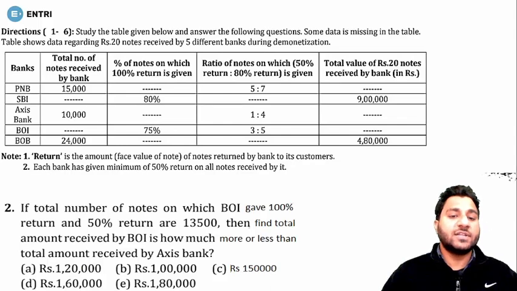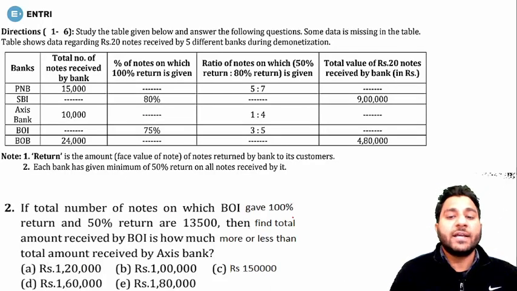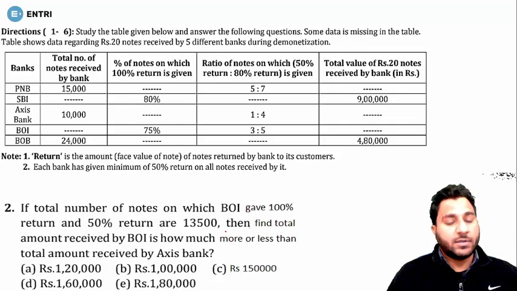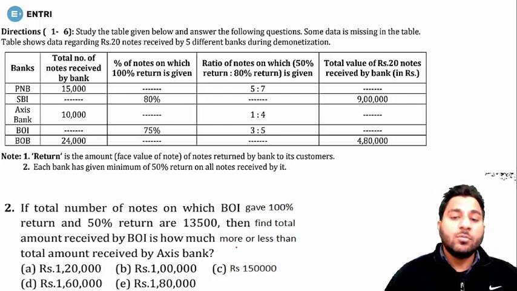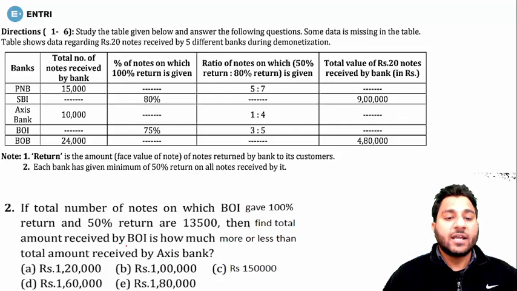The next question says that if the total number of notes on which Bank of India gave 100% return and 50% return are 13,500, okay, I got it, then find the total amount received by Bank of India is how much more or less. So it is again comparing Bank of India with Axis Bank.